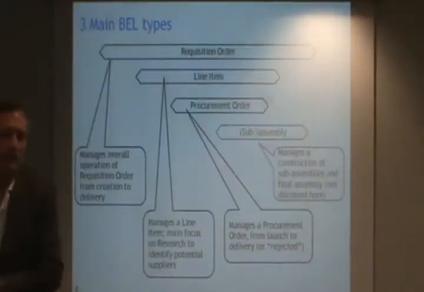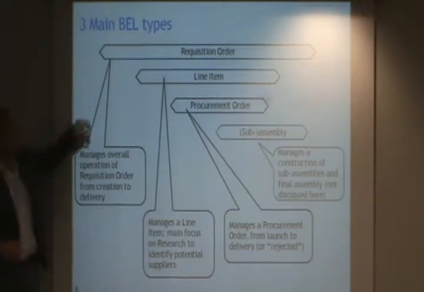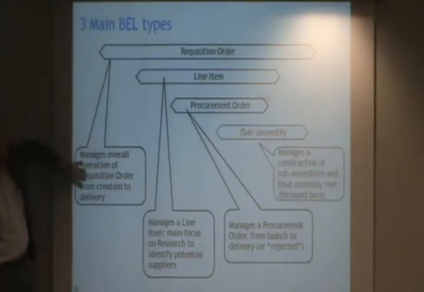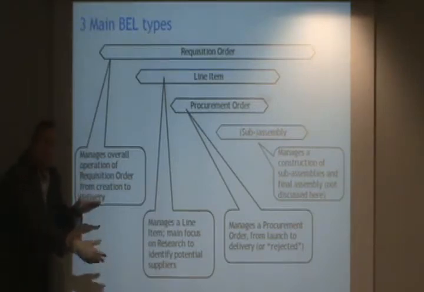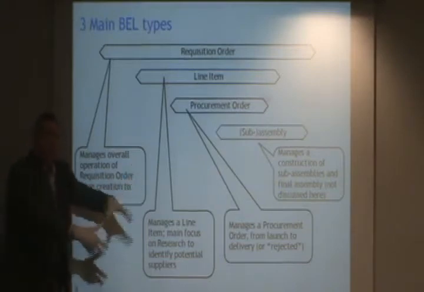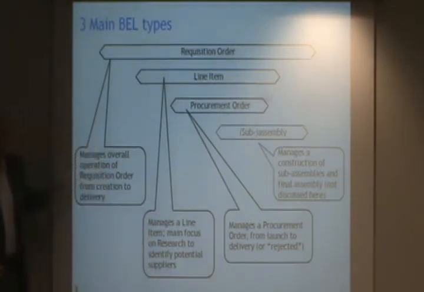Okay, so to model this with business entities, there's really 4 Bell types that we're going to use. The first one is what we might call the requisition order. It's managing the overall operation of things from when the customer sends in his requisition order, and it's managing the processing of work. It's almost like an orchestrator for the rest of it. It's making sure that each line item is researched, and then it's making sure that the procurement orders are put together and sent to the suppliers, and it's tracking that they came back. So that's what the requisition order is going to do for us.